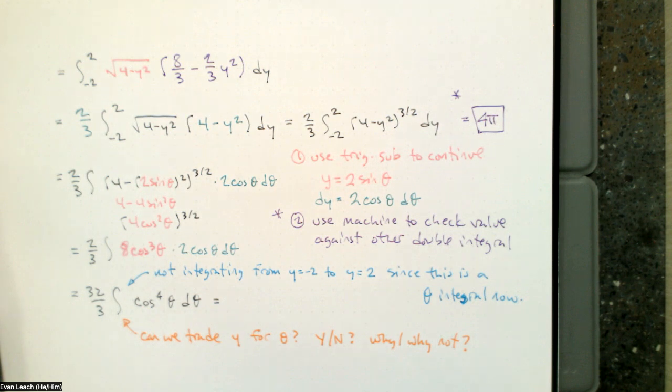All right. That's going to do it for today. Think about that orange question. Proceed with this integral. Go back and do the other double integral to make sure that we come up with 4 pi.